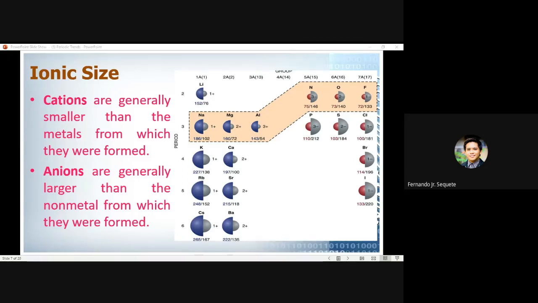What it means here, in than the metals from which they were formed, is where they came from. That is the idea. So, meaning to say, without the positive charge, it is bigger compared to the one with the positive charge. Therefore, Na plus is smaller compared to your Na. Now, another example is lithium. What is the element symbol of lithium?